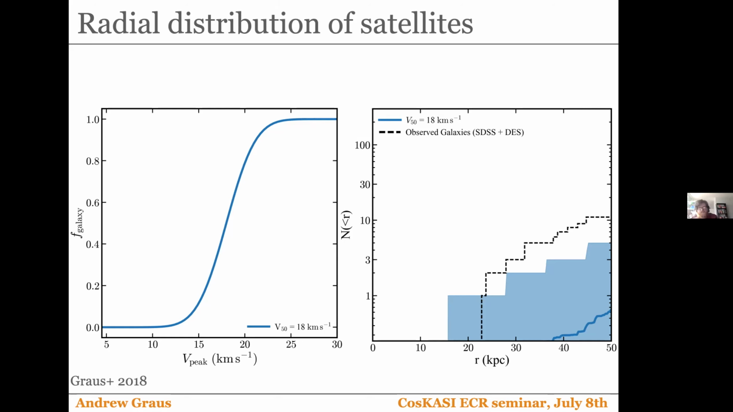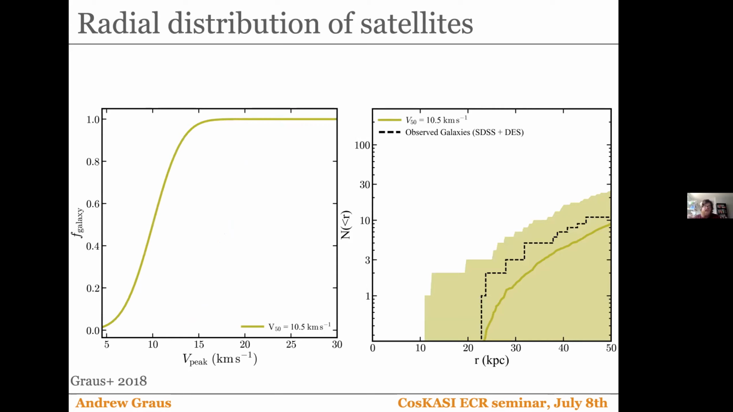And the black curve is what we've observed with the SDSS and DES. And so we've observed about 11 or so, and we would expect from this simple model of reionization, less than 1. So this is maybe a little bit of an issue here.